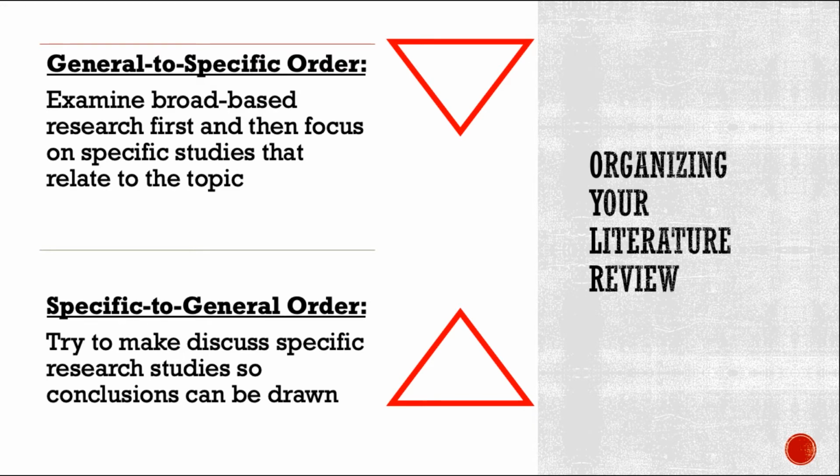Or maybe you use the other way, where you start from specific to general order, meaning you discuss a specific research or specific topic, and then you make the discussion broader and bring in conclusions, and you can draw that conclusion. Basically, that one is more for when we discuss our findings, to make a generalization of our findings from specific to general. And the first one, from general to specific, is mostly when we do our chapter 1 and chapter 2.